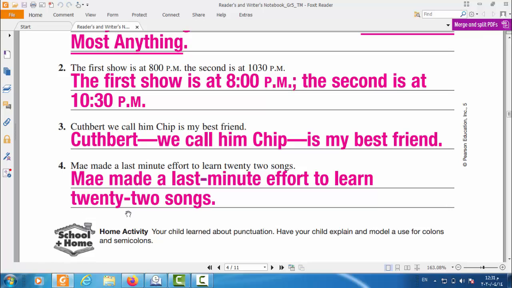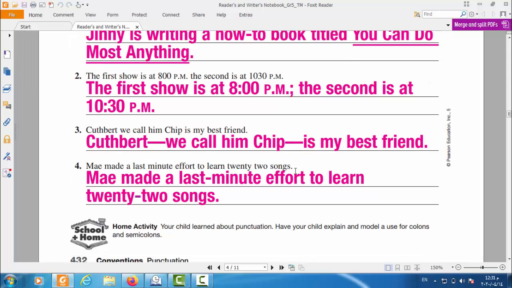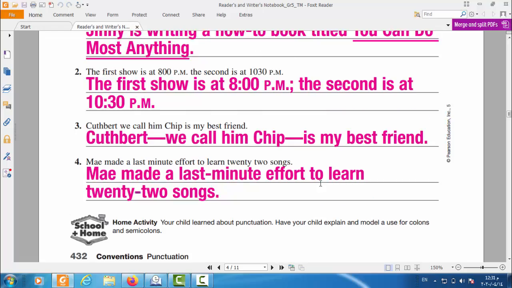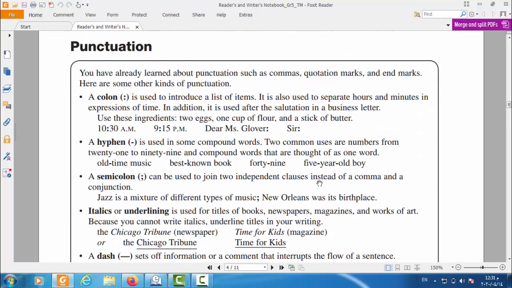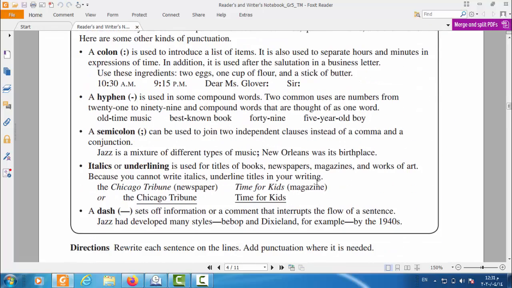To learn 22, and in here 22 songs as well. Teacher, why did you put a hyphen in here? Because I told you, for numbers from 21 till 91 we put a hyphen. This is the last one in here, guys. I want you to revise the lesson again, and I hope you understand it.